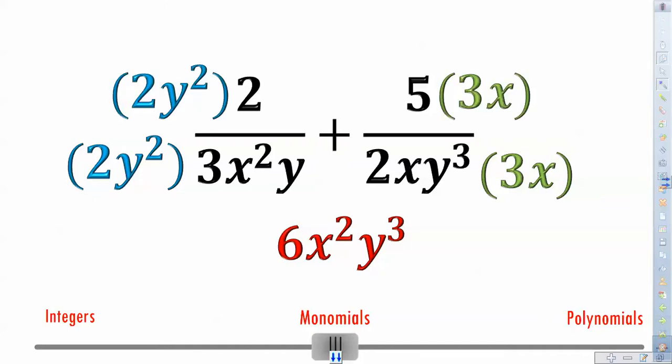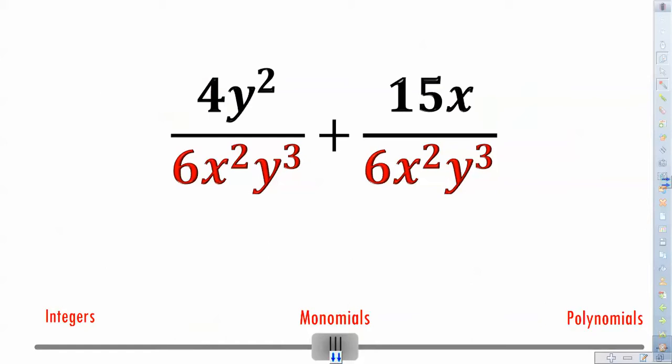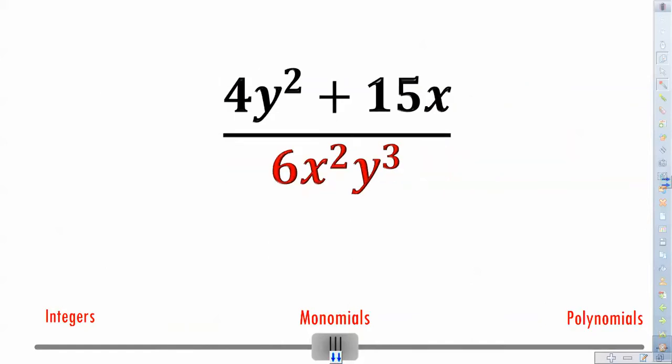So what I'm going to do right now is I'm going to clean up that denominator. If I multiply these together, of course, what we're going to expect to get here is 6x squared y cubed. Now let's multiply the top over here. Wouldn't that be 4y squared? And over there would be 15x. And then let's just combine them together and write one fraction. Now that we have a common denominator, there we go, and that's the best we can do. Remember, we can't cancel this stuff because of that stinking plus sign that's right there.